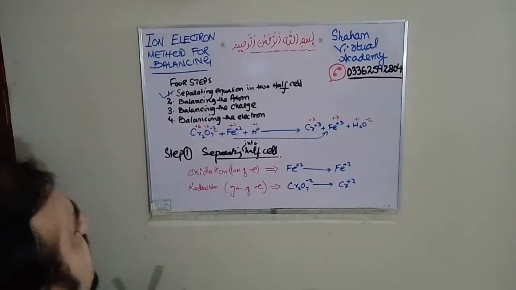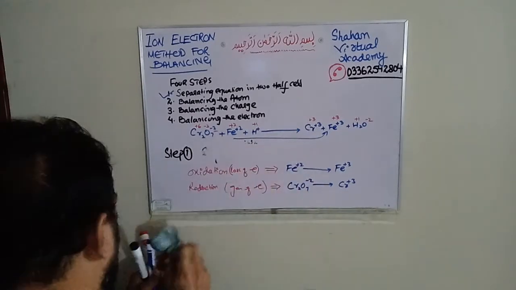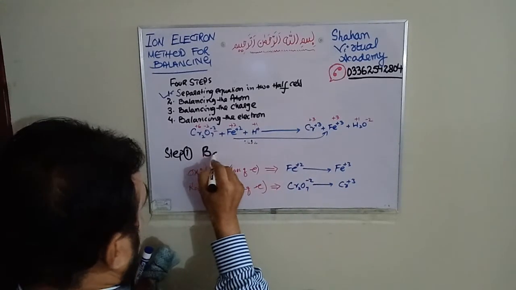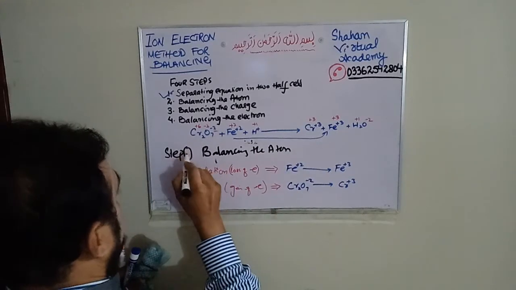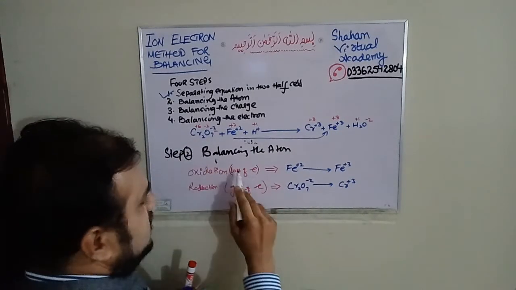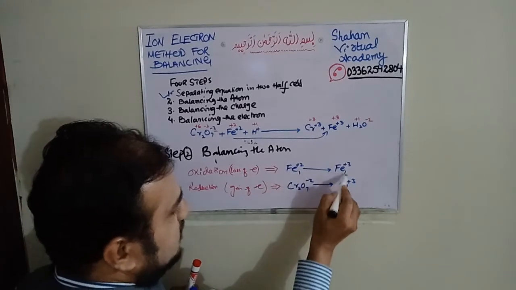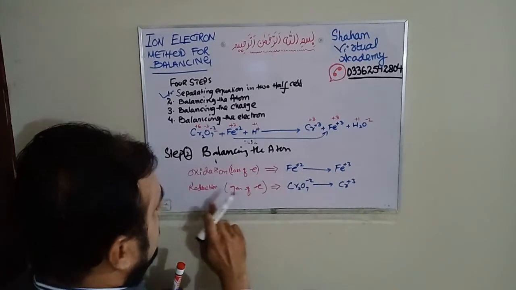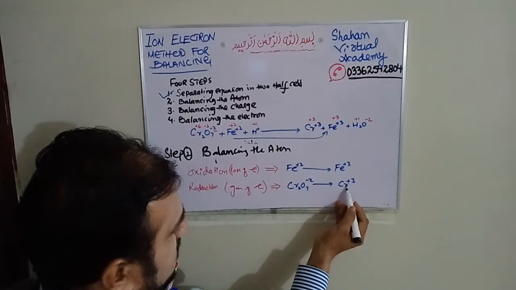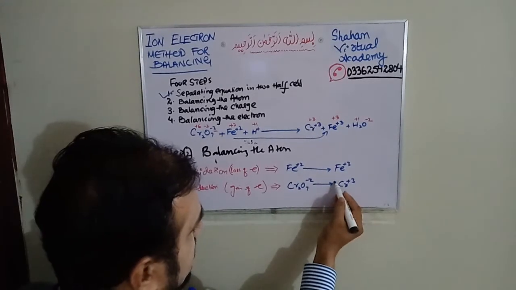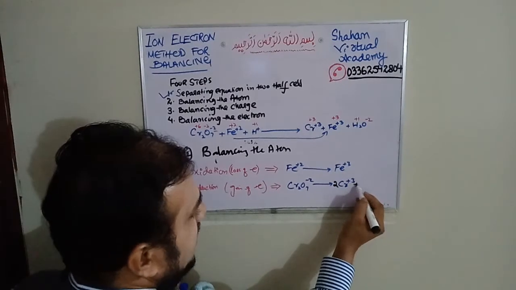Now step 2 is balancing the atoms. In the oxidation half, this is already balanced. It's one atom. Now we go to the reduction half. In the reduction half, chrome is 2 on the left and 1 on the right, so we multiply by 2. Chrome is balanced. But oxygen is 7, so we just add water.